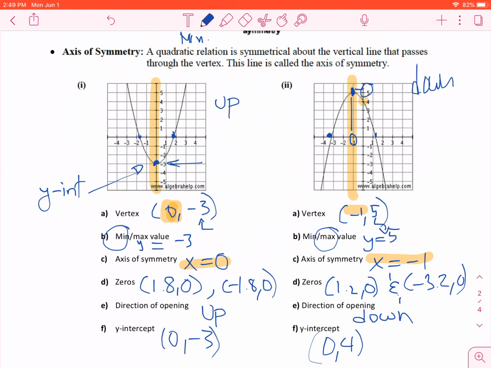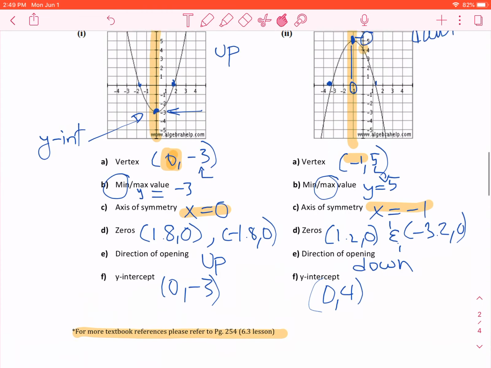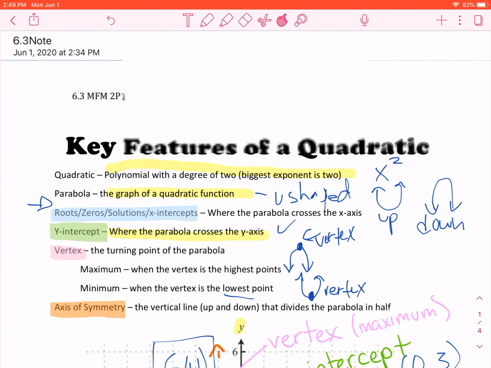Okay, if you feel like you do need extra support, you can take a look at the section 6.3 lesson, which is on page 254 in your textbook. If you have any further questions, please let me know.